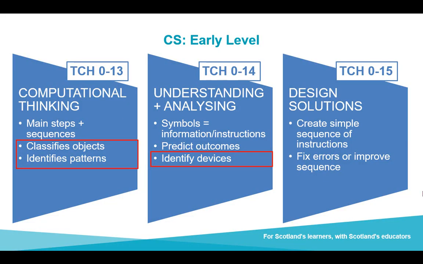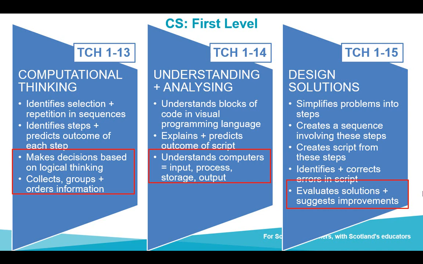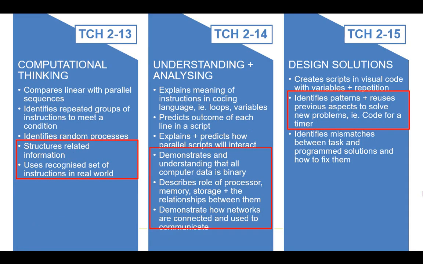What I've taken here are the E's and O's for early, first and second level. You can see here at early level, the red boxes are some of the things we're going to look at in this session. So again, to be able to classify and identify patterns. First level, we're looking at decisions based on logic. That would be the use of data to justify or inform a decision. Understanding how a computer works, and again, thinking about solutions and improvements. So hopefully, again, looking at data and seeing how that could provide a better result.